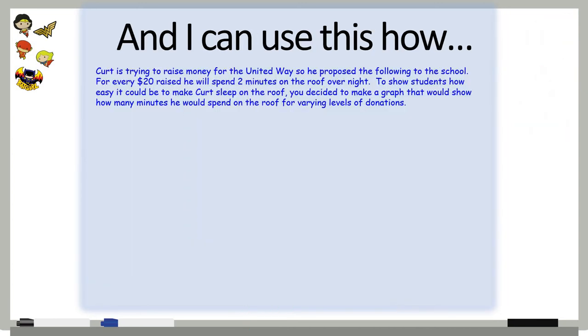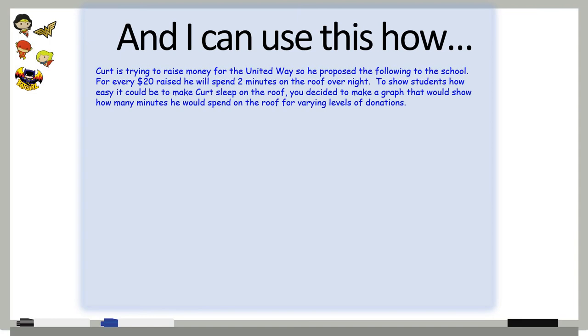So the next thing we're going to do is we're going to connect this to word problems. So we're going to read the problem. Kurt is trying to raise money for the United Way, so he proposed the following to the school. For every $20 raised, he will spend 2 minutes on the roof overnight. To show students how easy it could be to make Kurt sleep on the roof, you decided to make a graph that would show how many minutes he would spend on the roof for varying levels of donations.